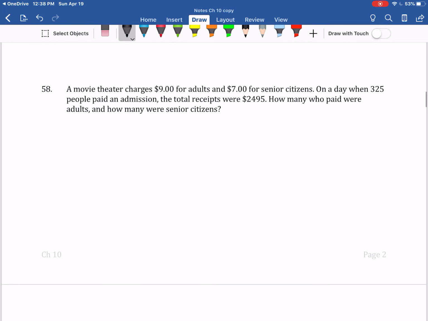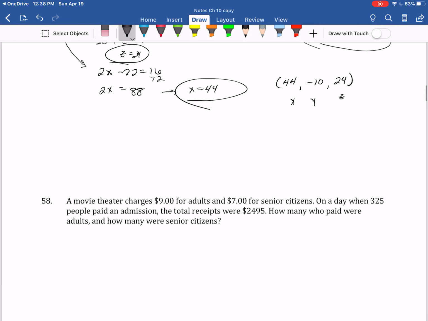All right, now that we understand how to solve systems of equations, we are going to look at some applications. Actually, this might be a great time for a break. Let's take a break.